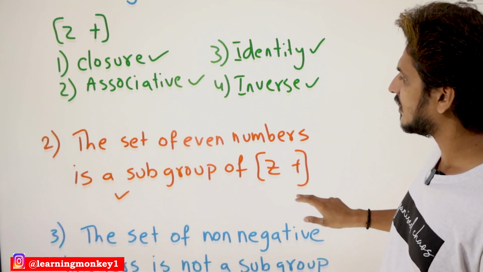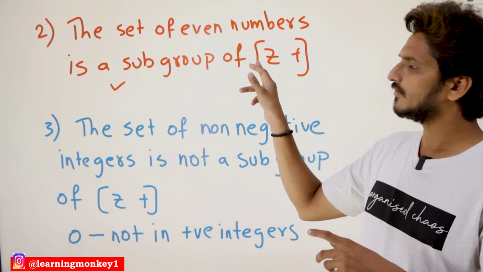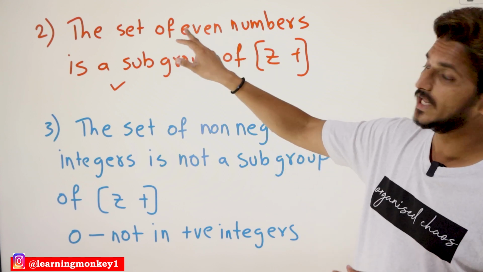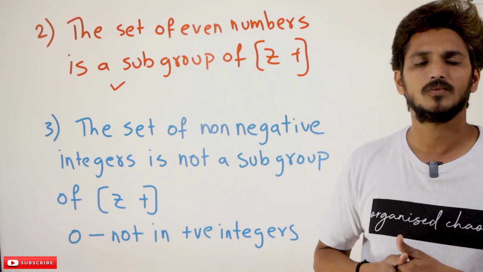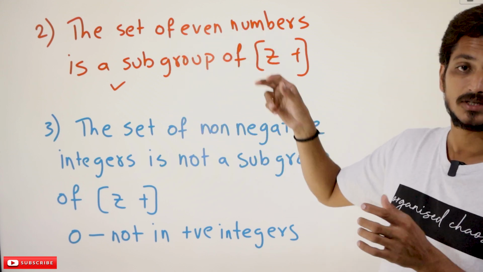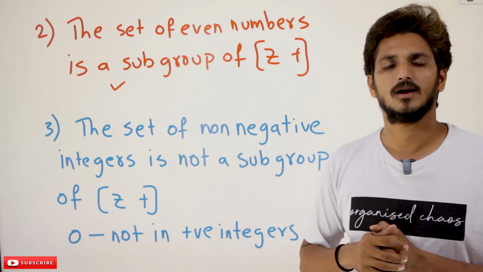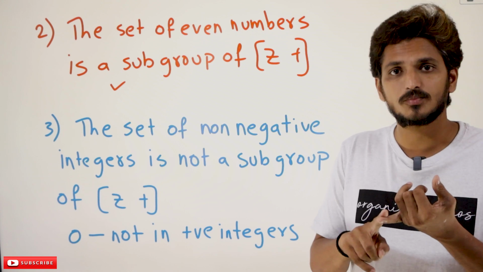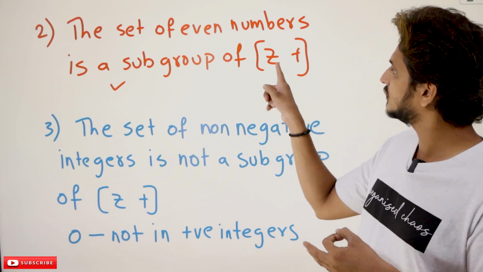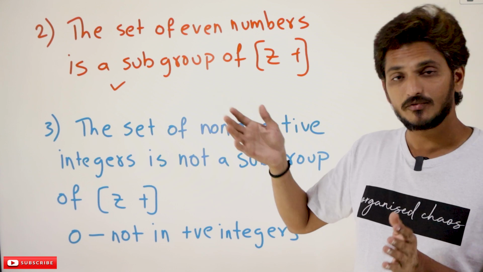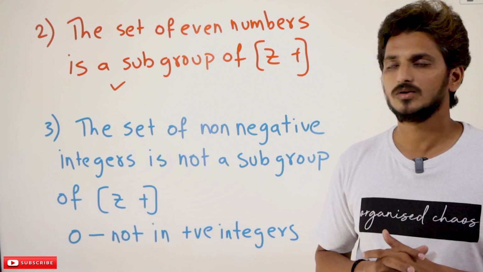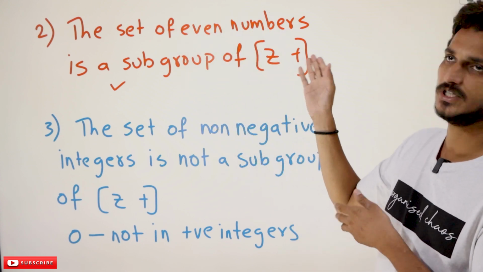Similarly, we do one more example. The set of even numbers is a subgroup of Z plus. Z plus means only integer values. Take only integer values. From that, the subgroup contains only even numbers. Yes, even numbers contain 0. So, the set of even numbers: even number plus even number, you are going to get an even number. So it is satisfying closure property. Plus always satisfies associative property. Identity element is 0 for both Z plus and the set of even numbers. Inverse is the same. If you have 2, minus 2 is also an even number. So the set of even numbers is a subgroup of Z plus.